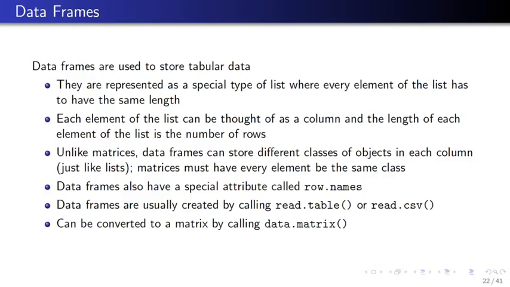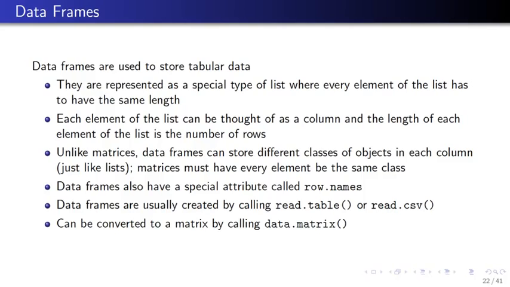So unlike matrices, which have to store the same type of object in every single element of the matrix, data frames can store objects of different classes. And so data frames also have some special attributes. The first special attribute is called a row name. So every row of a data frame has a name. And this can be useful for annotating the data.